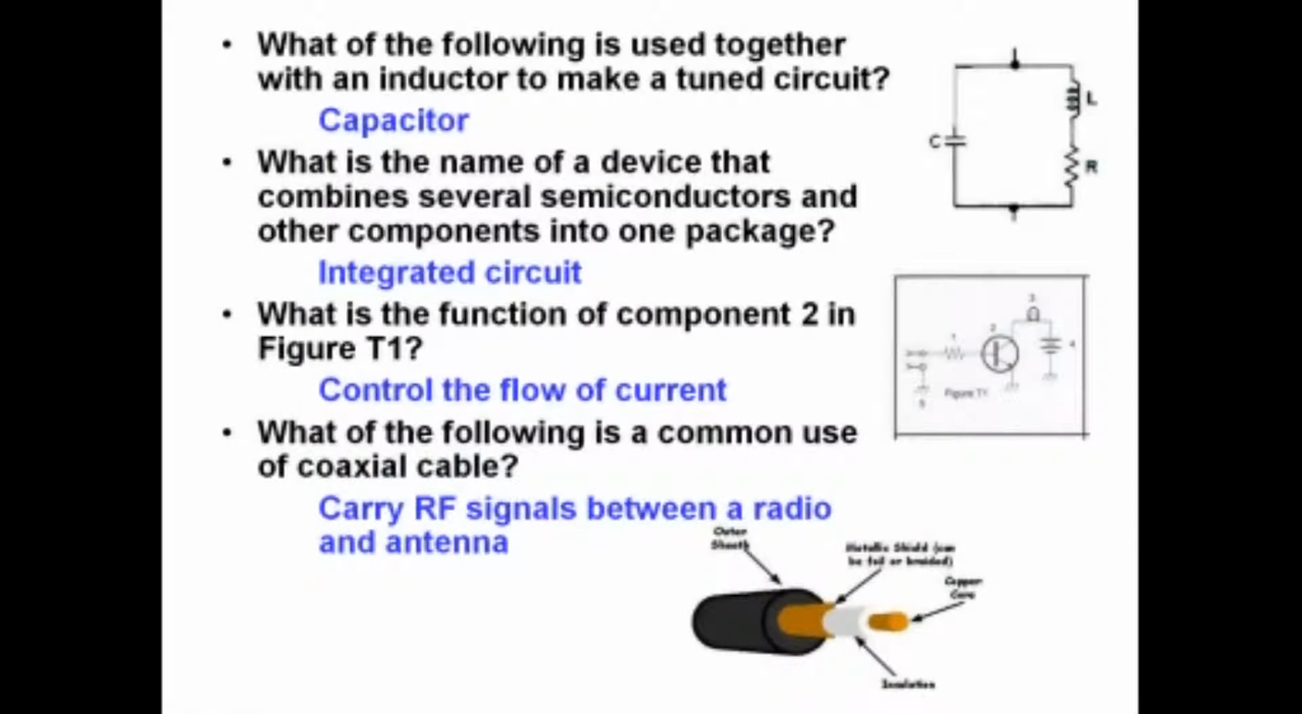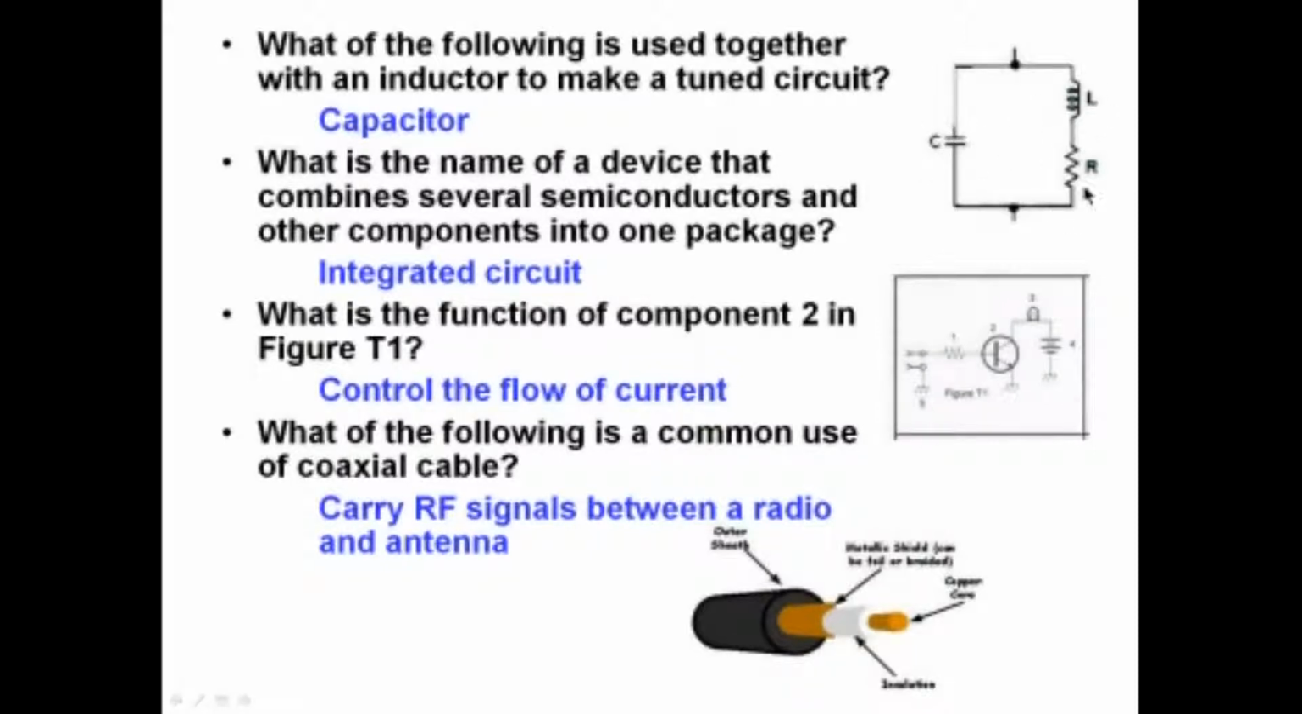What of the following is used together with an inductor to make a tuned circuit? Here's a tuned circuit over here. And we have an inductor right here in our tuned circuit. The other thing necessary to make a tuned circuit is a capacitor. An inductor and a capacitor together make a tuned circuit.